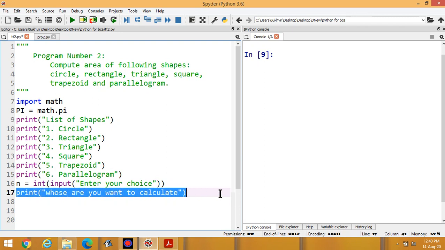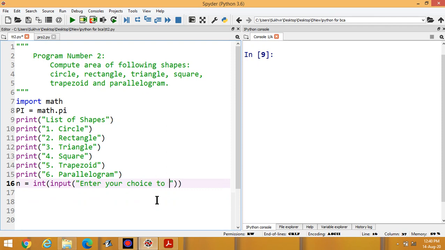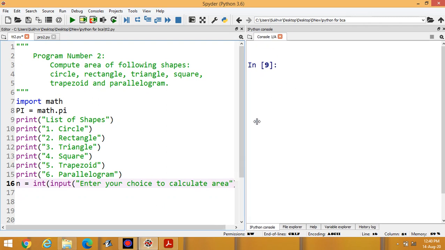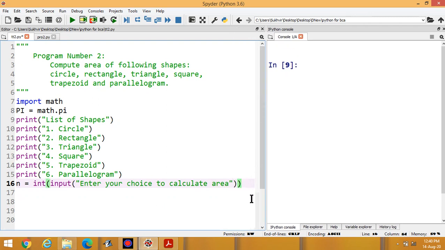Or you can write "enter your choice to calculate area" like this. You can write like this. Now what's required here, we can use an if condition.